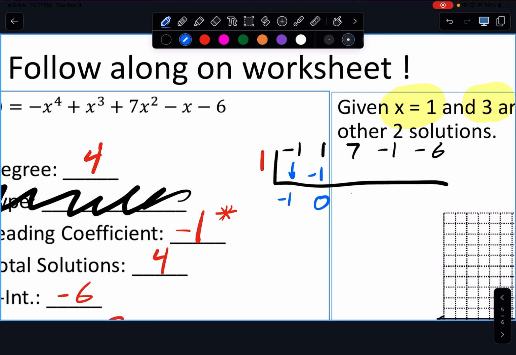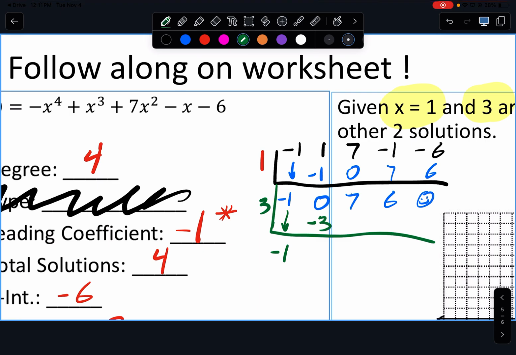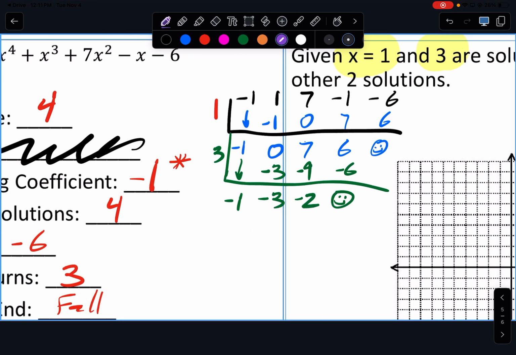Right, so now we add, then we get a 0 here, then we get 7, and we get 7 here, then we get 6, and then I get 6 here, and then I 0 out. Yay! Now we do it again. Now we're going to do our other one, which is 3. -1, -3, -3, -9, -2, -6, 0. Okay, so my depressed polynomial is going to be -x squared minus 3x minus 2.